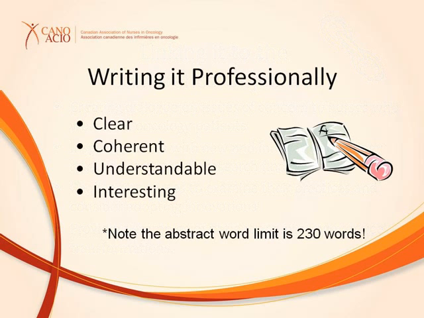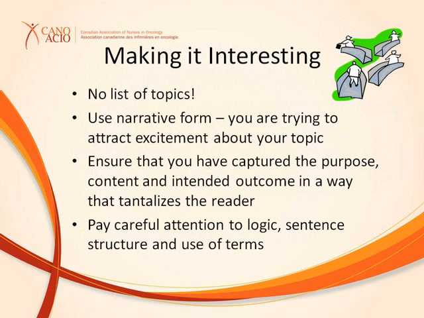Write it professionally. It's so important that it be written in a way that's clear, coherent, understandable, and interesting. And the real challenge is to get it under 230 words. You want to make it interesting. Absolutely don't simply list the topics that you're going to talk about. That tends to make for a very uninteresting abstract. But instead use a narrative form. Write it in such a way that you try and attract some excitement about your topic.